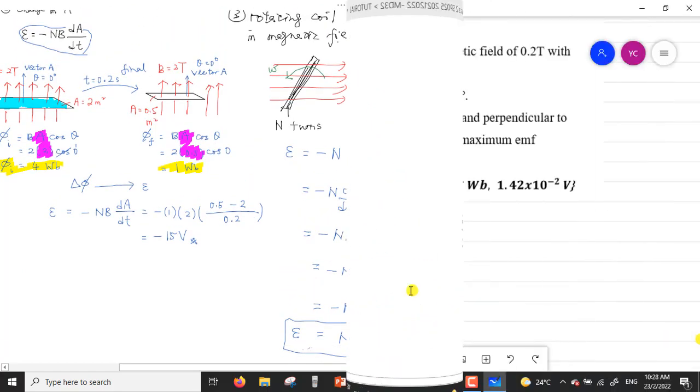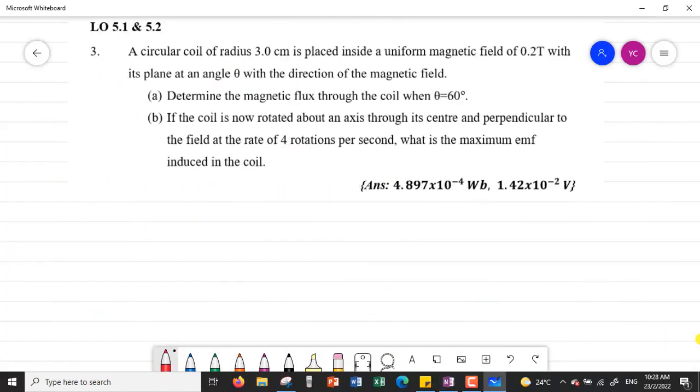Okay, let us see one question in our tutorial. Question 3. A circular coil of radius 3 cm is placed inside a uniform magnetic field of 0.2 Tesla. Its plane is at an angle theta with the direction of magnetic field. Okay, so A, determine the magnetic flux through the coil when the angle is 60 degrees.